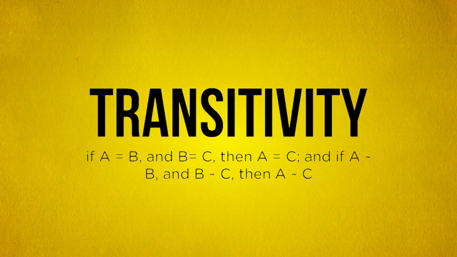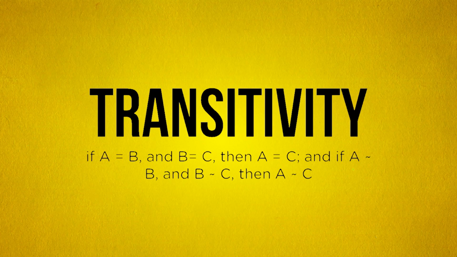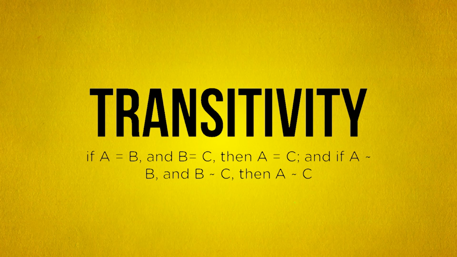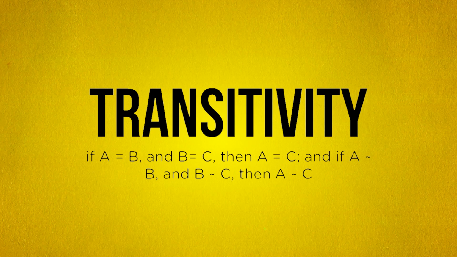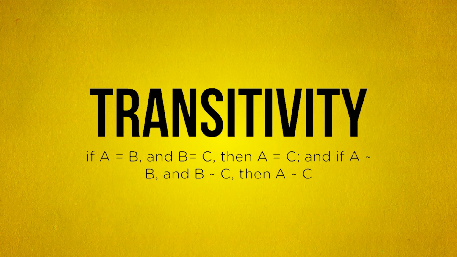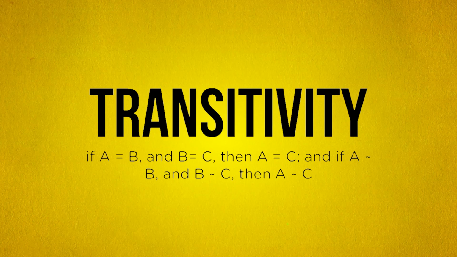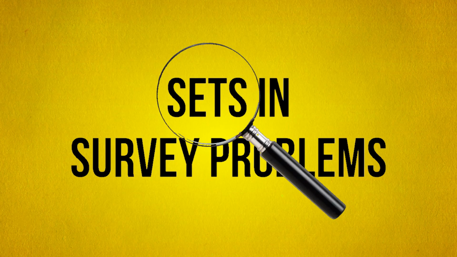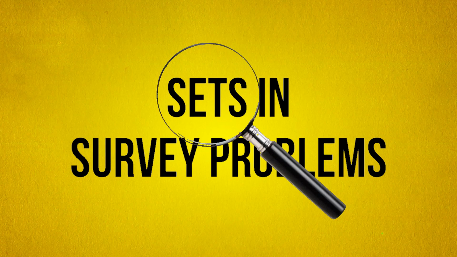And finally, transitivity states that for any given sets A, B, and C, if A is equal to B and B is equal to C, then A is equal to C. And if A is equivalent to B and B is equivalent to C, then A is equivalent to C. A common application of sets can be seen in problem solving using Venn diagrams.